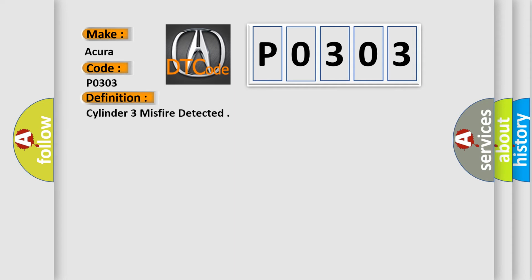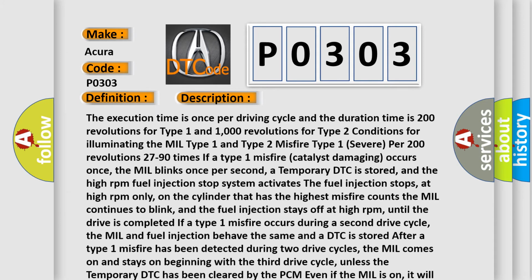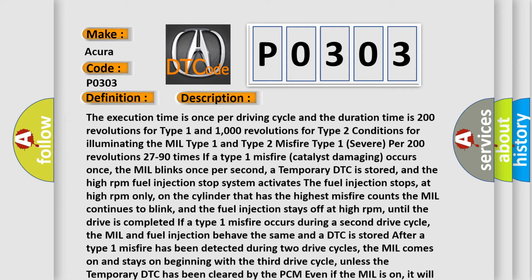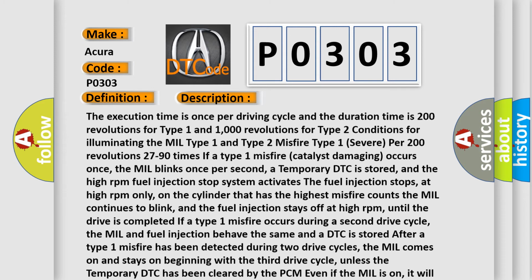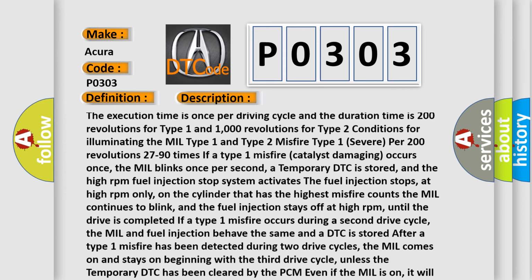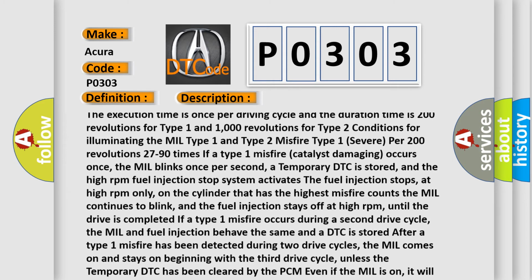The basic definition is cylinder 3 misfire detected. And now this is a short description of this DTC code. The execution time is once per driving cycle and the duration time is 200 revolutions for type 1 and 1000 revolutions for type 2. Conditions for illuminating the MIL, type 1 and type 2 misfire. Type 1 severe: per 200 revolutions, 27 to 90 times.